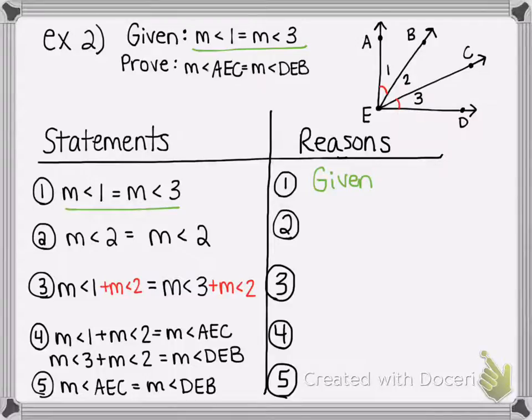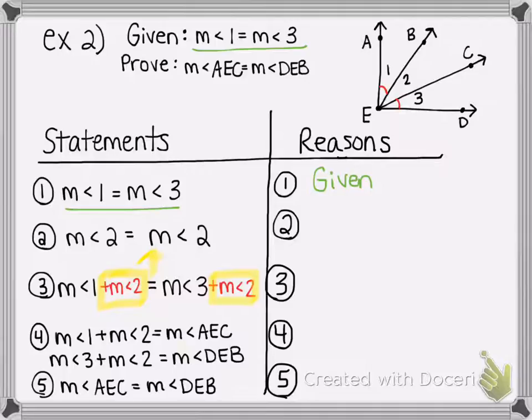So now, statement 2. The measure of angle 2 equals the measure of angle 2. What? That seems dumb, doesn't it? Like, why do we have to tell ourselves that the measure of angle 2 equals the measure of angle 2? Well, let me tell you. If you refer to this later on, notice how right here the measure of angle 2 gets involved. Before we can use something, we have to mention it.